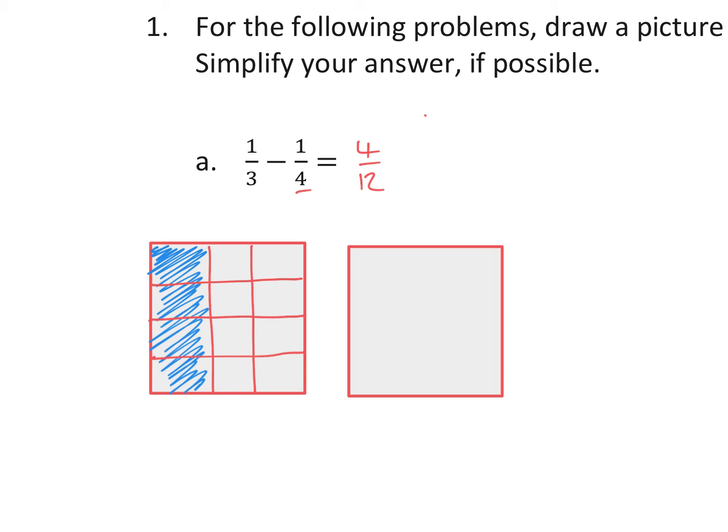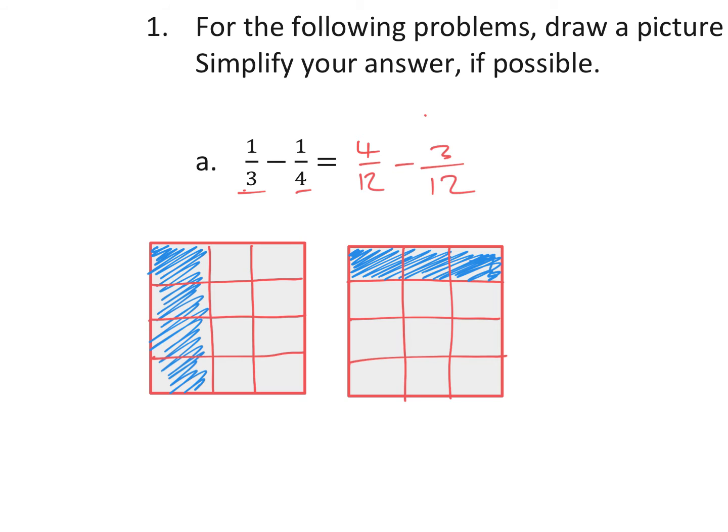And then now we're going to do the fourths over here. I did the fourths sideways on the first one, so I'm going to do it like that again. Fourths, and then I'm going to do 1/4. And then I'm going to split that into thirds because that's what's over here. So I'm going to cut it like that. And so now what we see here is 3/12. And so remember, we're minusing.